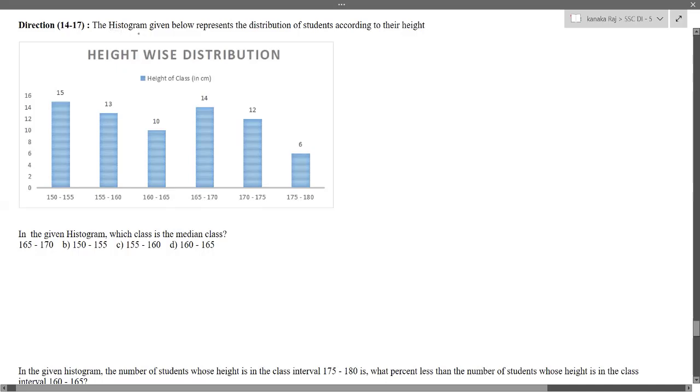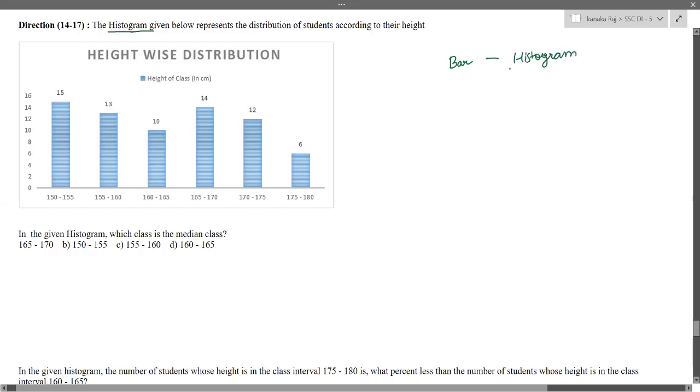Let's look at our next question here. What is it telling? The histogram given below. Now they're talking about histogram. Till now, we saw problems on bar graph. Now, what is this histogram? What is the difference between a histogram and a bar graph?